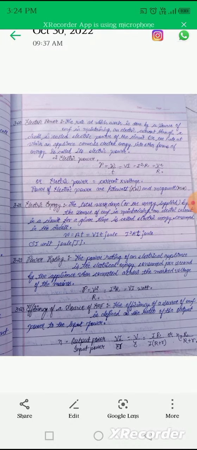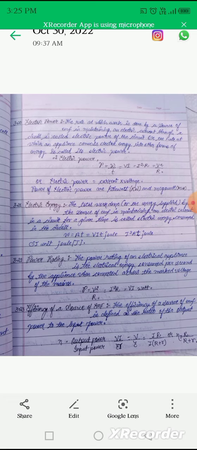Topic 3.22, Power rating. The power rating of an electrical appliance is the electrical energy consumed per second by the appliance when connected across the marked voltage of the mains. P equals V square upon R, equals I square R, equals VI watt.